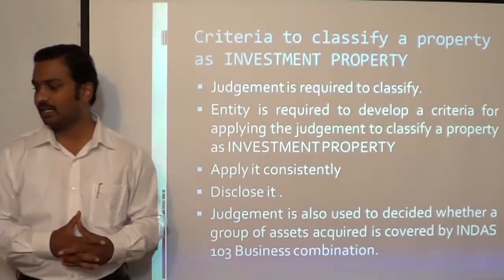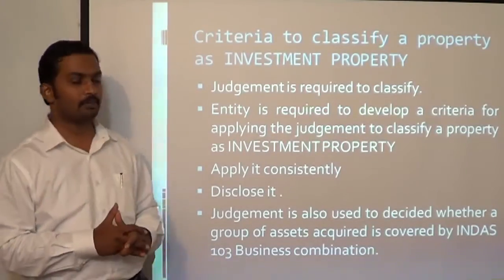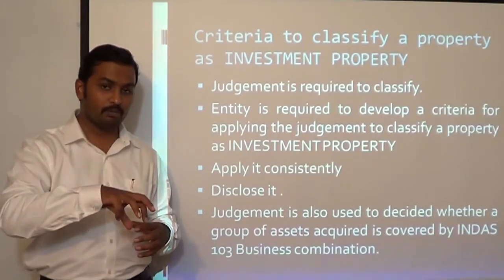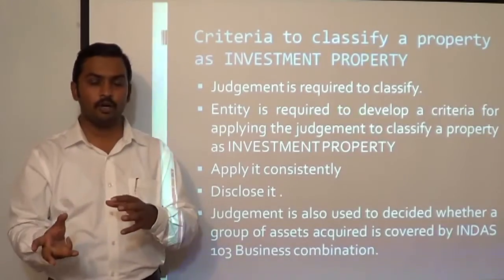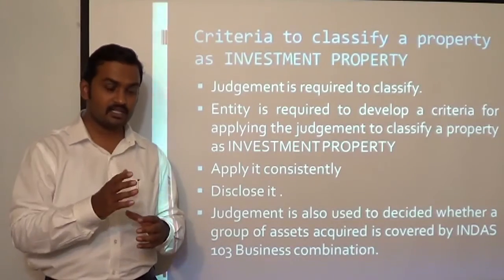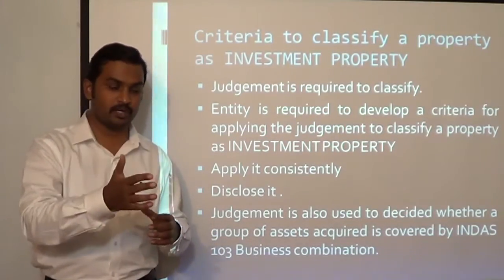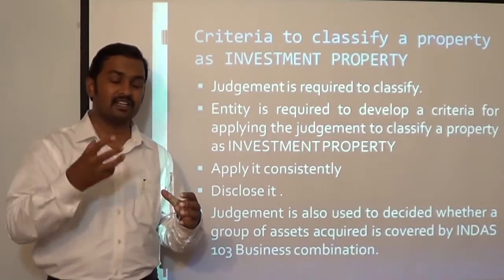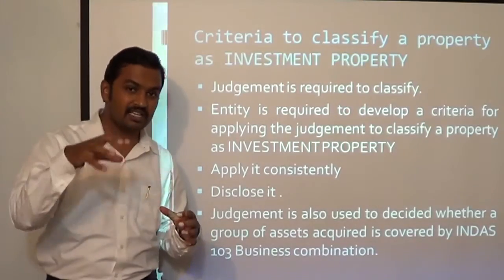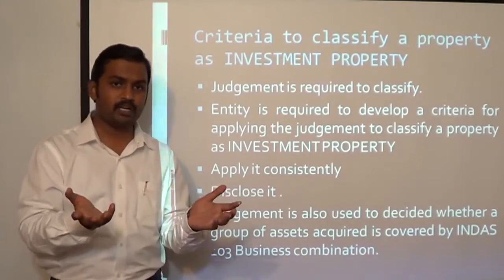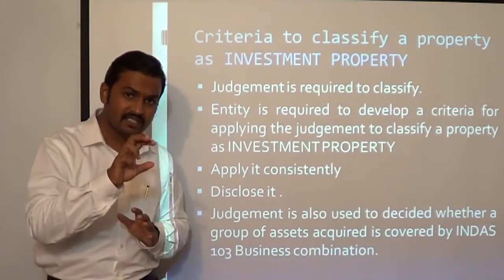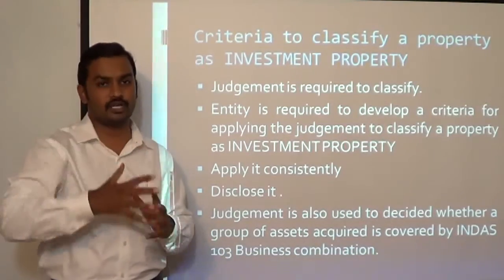Okay. Next, criteria to classify a property as investment property. What the standard says is, sometimes judgment is necessary to classify a property as either investment property or property, plant and equipment. In such cases, the management has to use its judgment. To apply that judgment, we have to develop a criteria and we have to see that the criteria is applied consistently. The criteria to classify a property into investment property or property, plant and equipment should be applied consistently, and that criteria has to be disclosed as well.